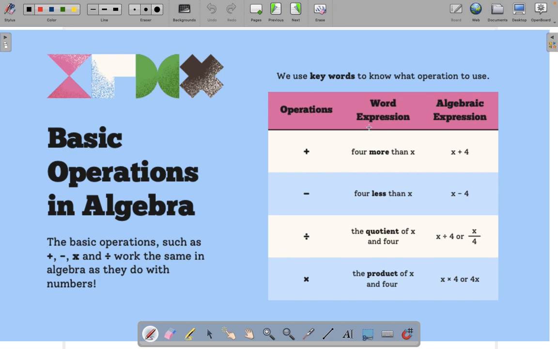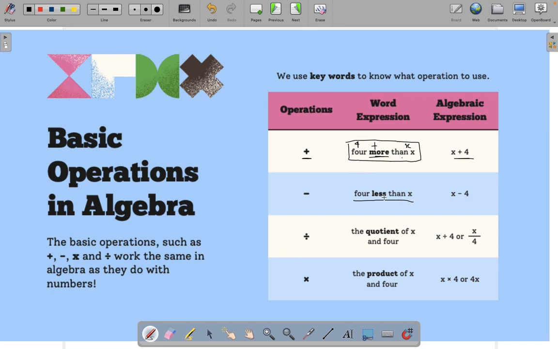Then we have some basic operations, for example addition. You may be given word problems and then you have to identify the algebraic expression. That is how you write an algebraic expression. If you are given 4 more than x, this word more is the keyword using which you can identify that you have to add. 4 means the constant term 4, more means plus, and x means the variable x. So this becomes x plus 4 or 4 plus x.